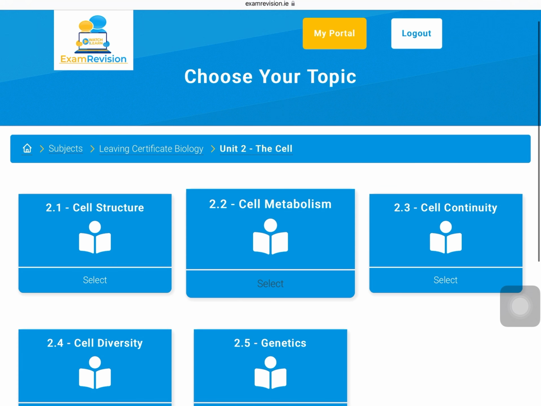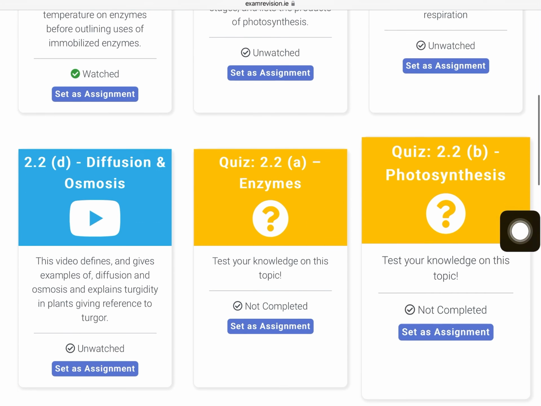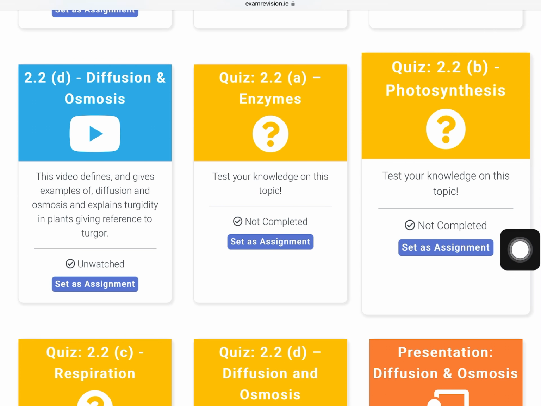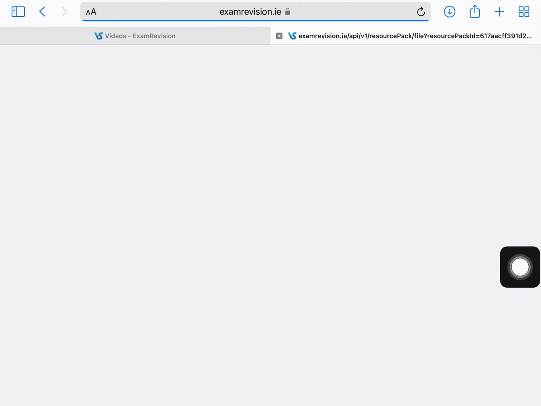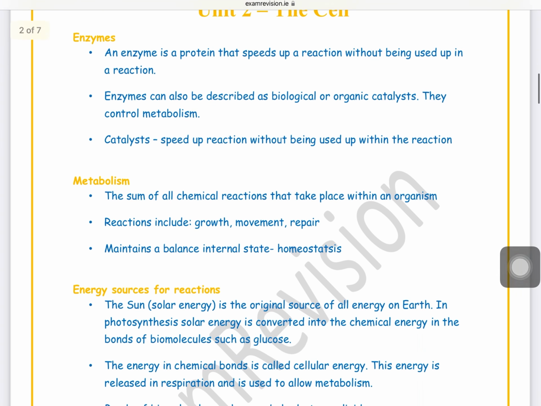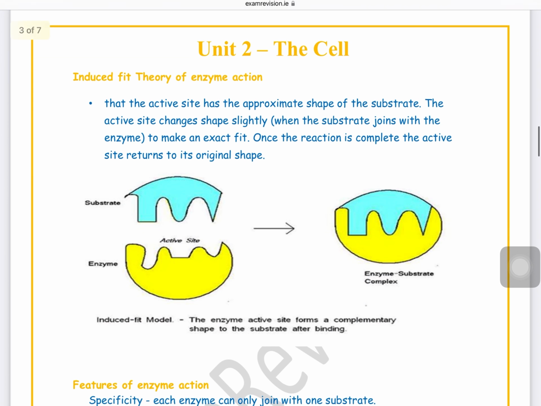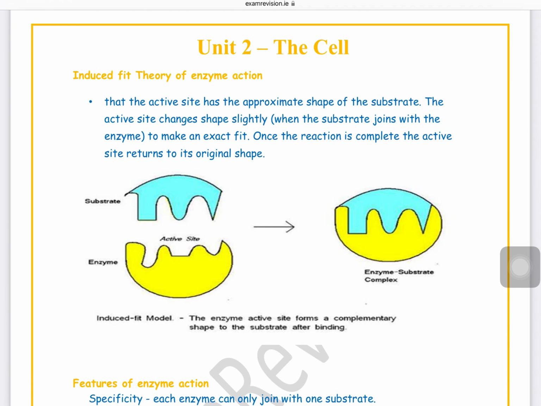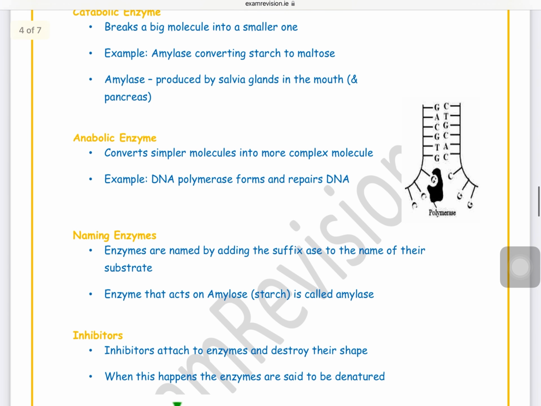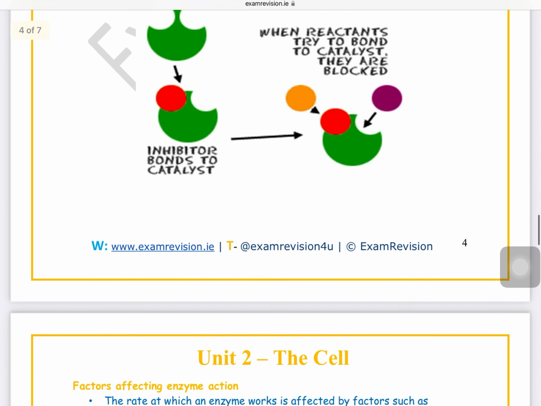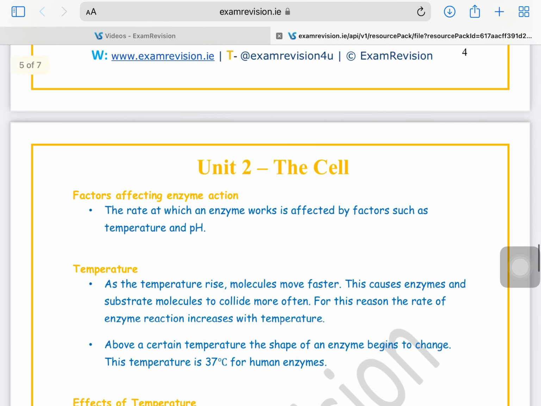So Unit 2, 2.2, cell metabolism, you'll see there's your enzymes, photosynthesis and respiration if you were looking as well. There's your quiz on enzymes, and we pop the whole way down here, click in, and we'll have a look at our notes for enzymes as well. So we can see here, description of what enzymes are, the different types of reactions that we can have, the induced fit theory, so the enzyme substrate complex and how they can change their active site to produce our products, and it goes through the whole description here of the anabolic and catabolic enzymes, inhibitors, and factors affecting enzyme action. So everything you need to know is already there.